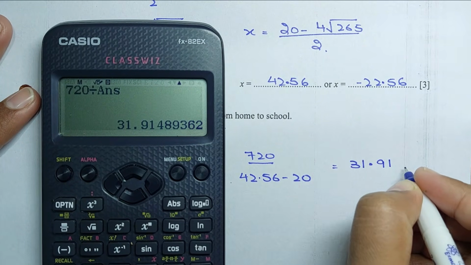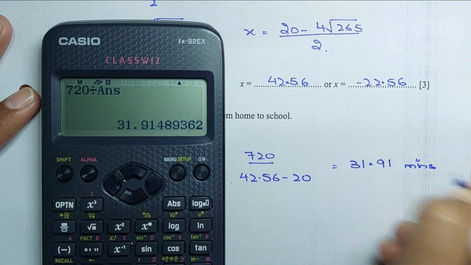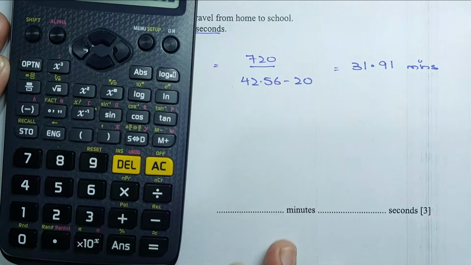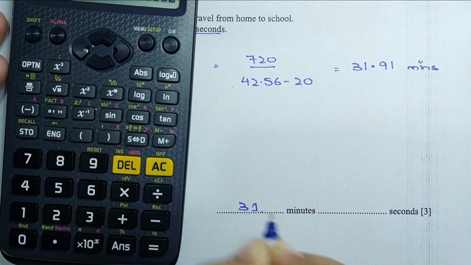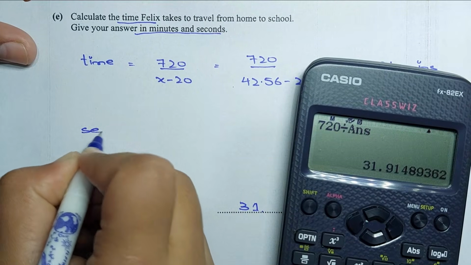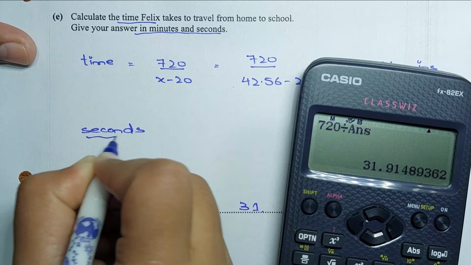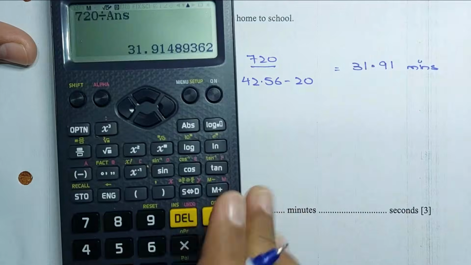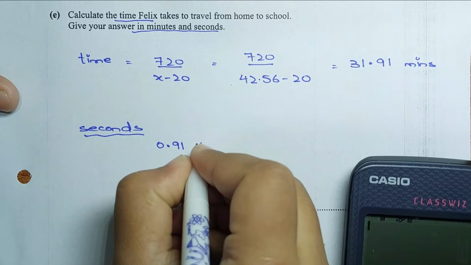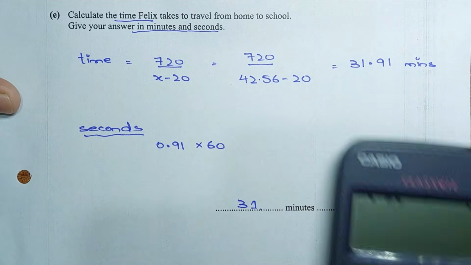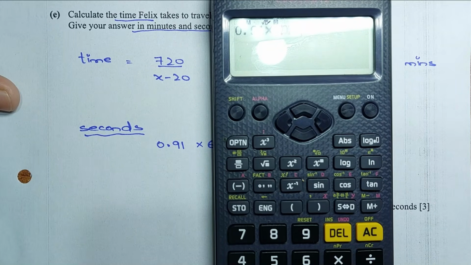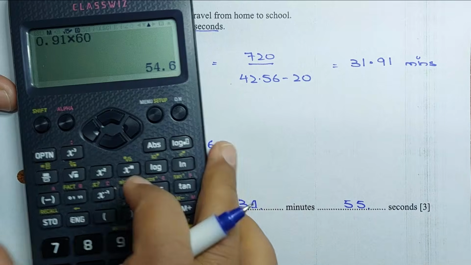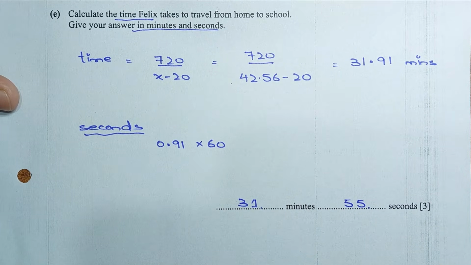720 divided by the answer is 31.91. This is minutes, but we need to find the answer in minutes and seconds. So the minutes are 31 and the rest are the seconds. Let's work on the seconds. The seconds are 0.91, right? So we multiply 0.91 by 60 to get the seconds. 0.91 times 60 is 54.6, or 55 seconds, we can say. 31 minutes and 55 seconds.